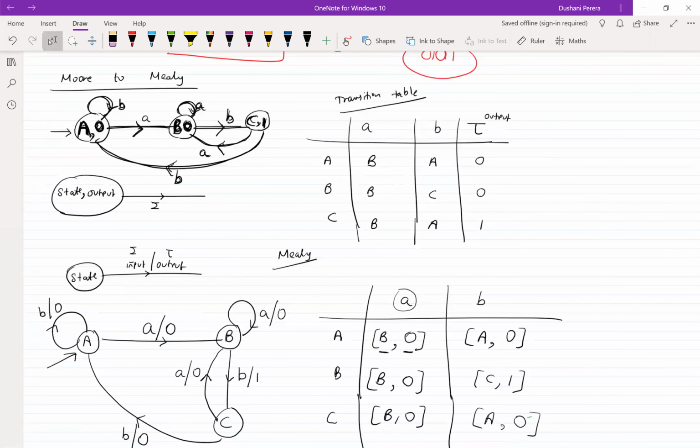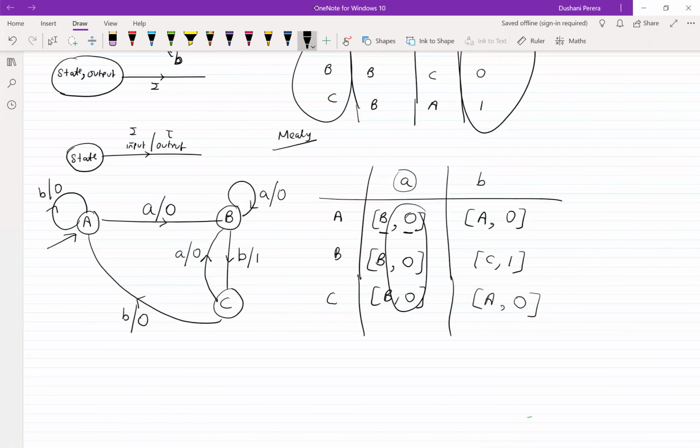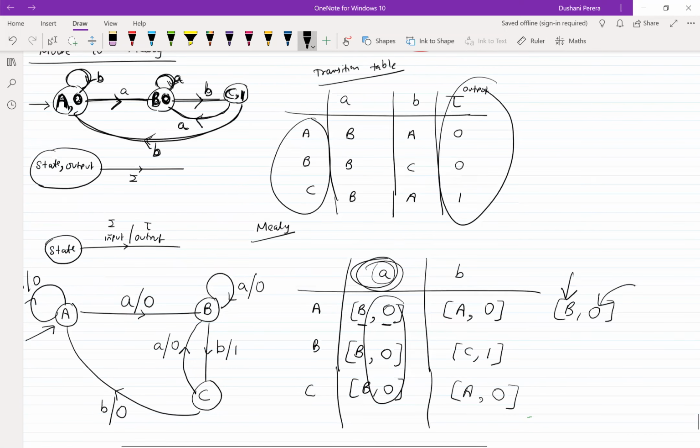Okay, so in the Moore machine we associate the output with the state. Here we associate the output with the transition, not the state. So what this bracket says is, this is where you go upon seeing that particular symbol, and this is the output that should be printed when you go in that transition. So this is how you convert Moore to Mealy.